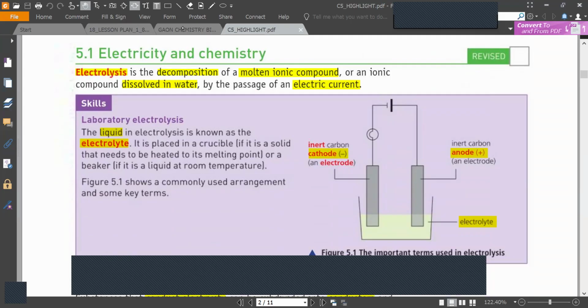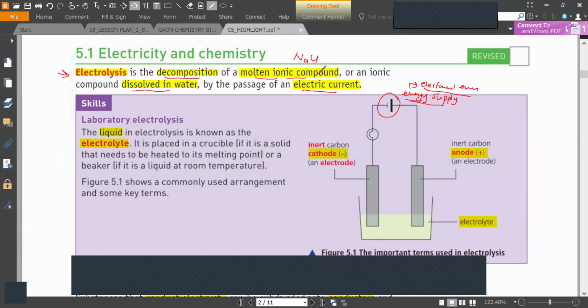Basically it's chemistry involving electricity. So what is electrolysis? We have an energy supply which provides the electrical energy. Why do we want this electrical energy? Our objective is to decompose an ionic compound like sodium chloride, or an ionic compound that's dissolved in water, by the passage of electric current.